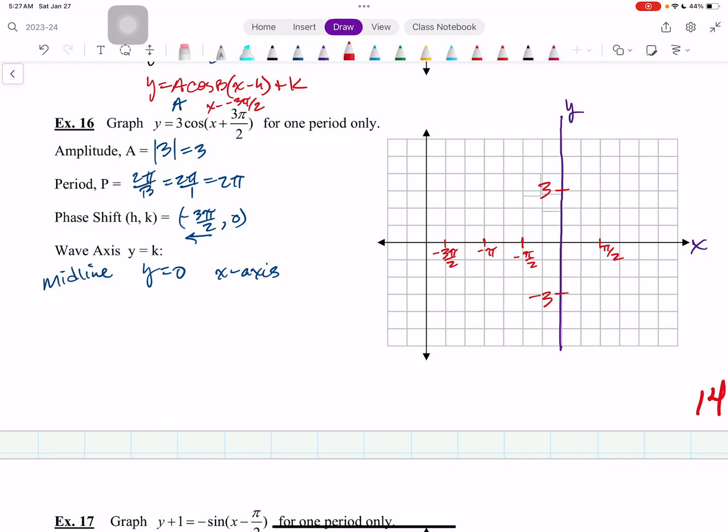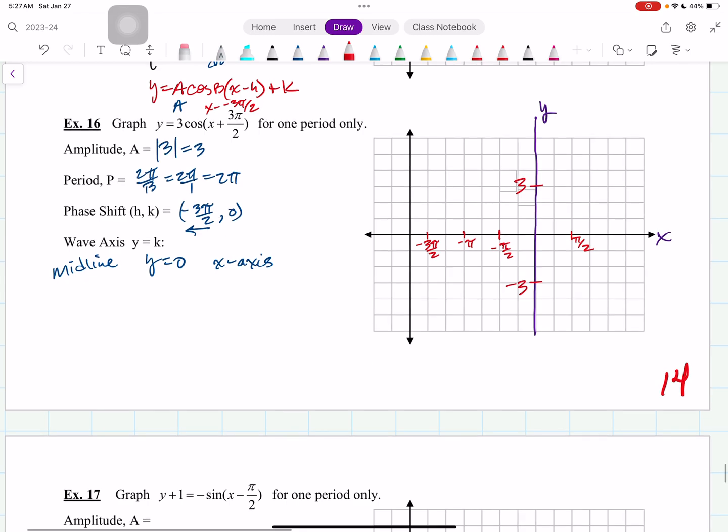We got a shift. So normally it would start at 3 units right here. So let me plot it. Normally it would start there, but we got to shift this bad boy. All right, and then graph, okay? So we got to shift first.